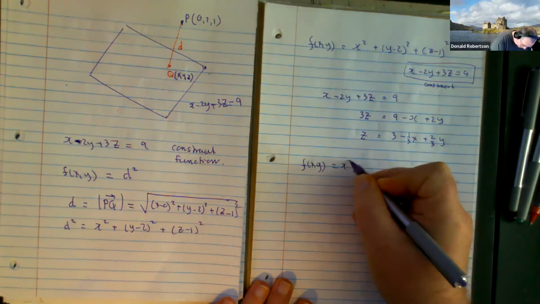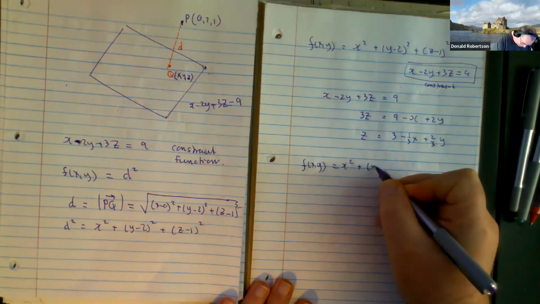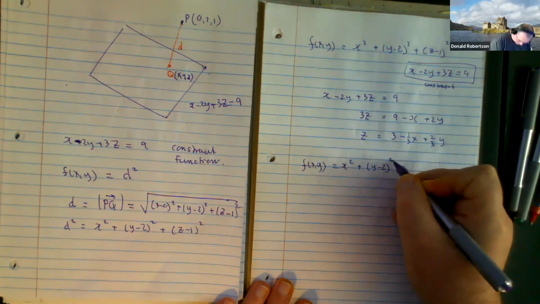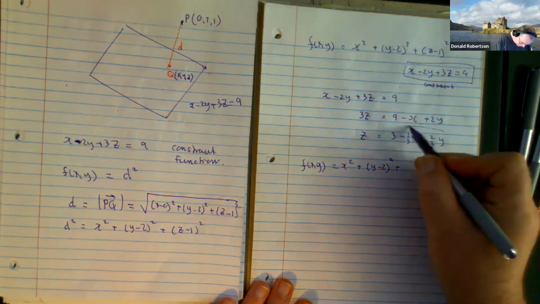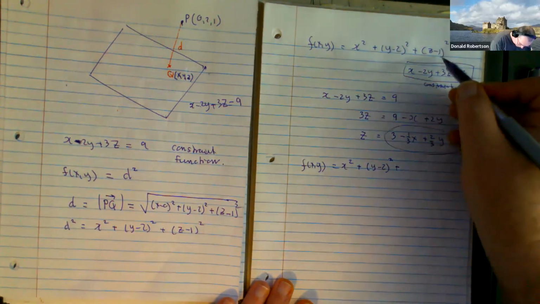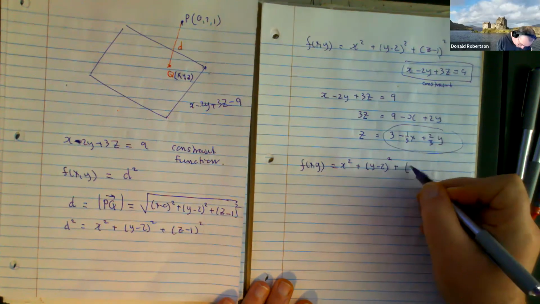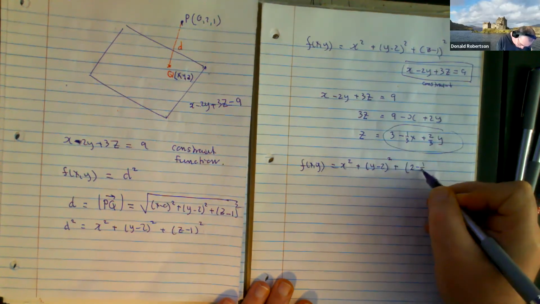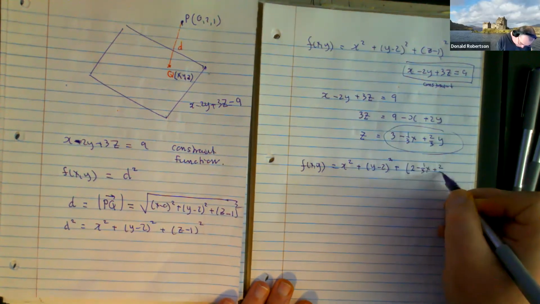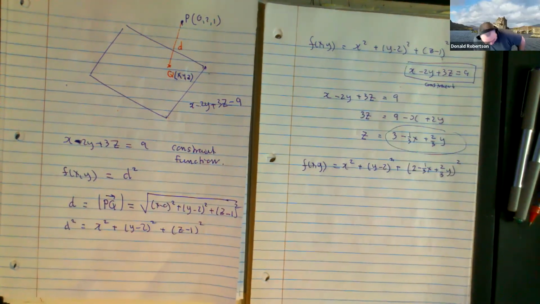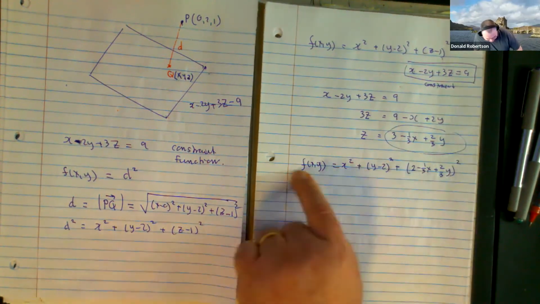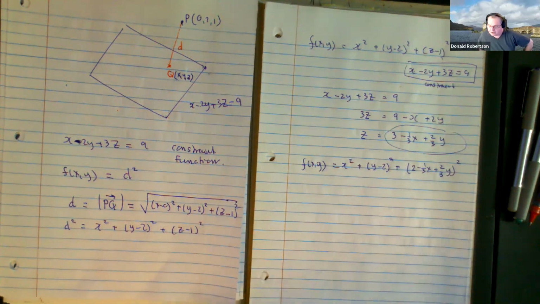It's going to be x squared plus y take away 2 squared. And instead of z take away 1, I'll make that z and I'll take away 1. And if I do that, I get 2 take away 1/3 x plus 2/3 y all squared. So basically, don't I just have a function with x's and y's in it?